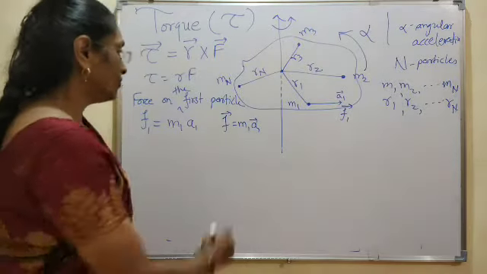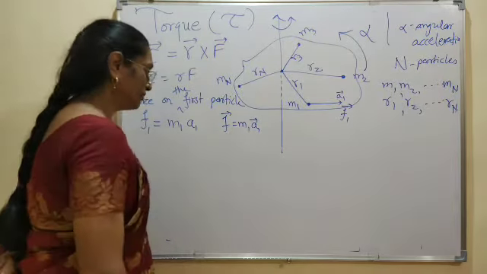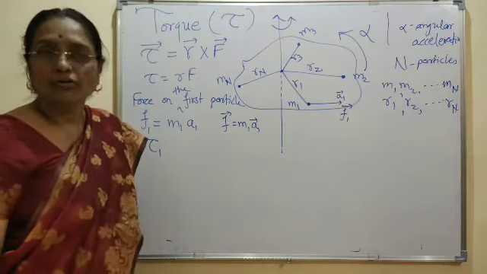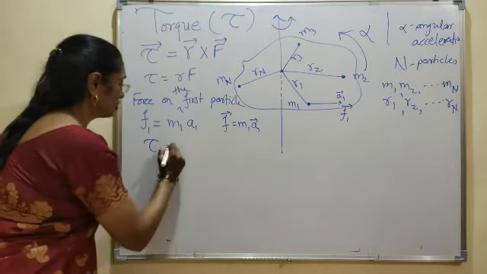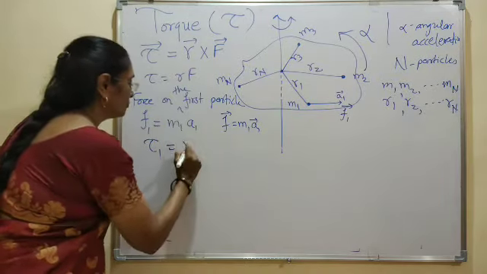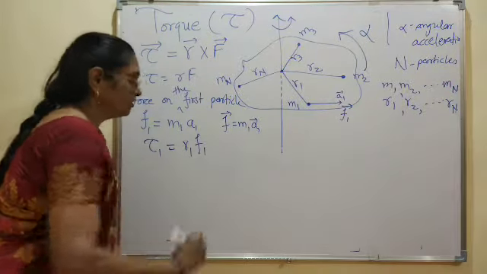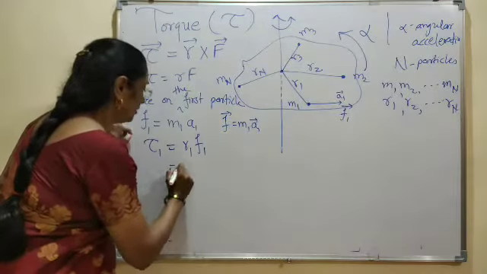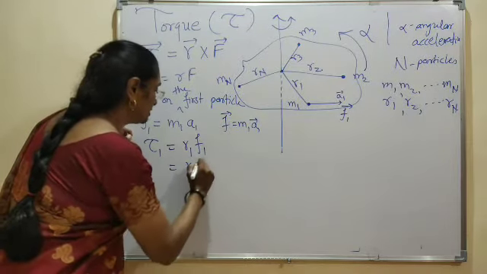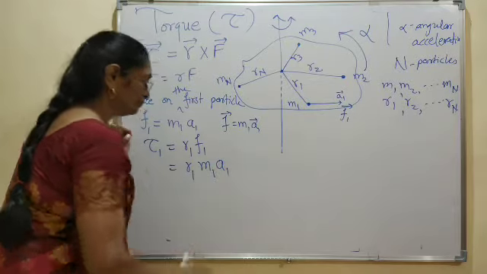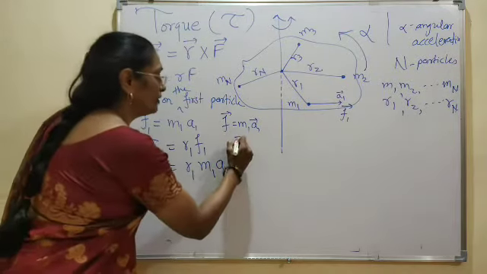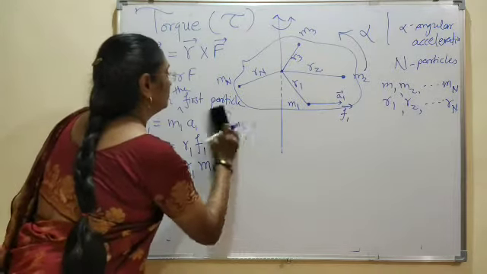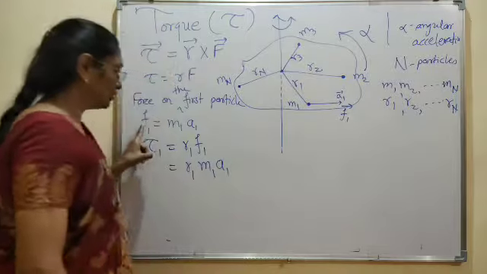So for the force we write this equation, but we have to write it for the torque or moment of force. Torque is equal to r into F. So here it is r1 into F1 for the first particle, and F1 is m1 into a1. But F1 also can be modified. Here we consider again the first step.